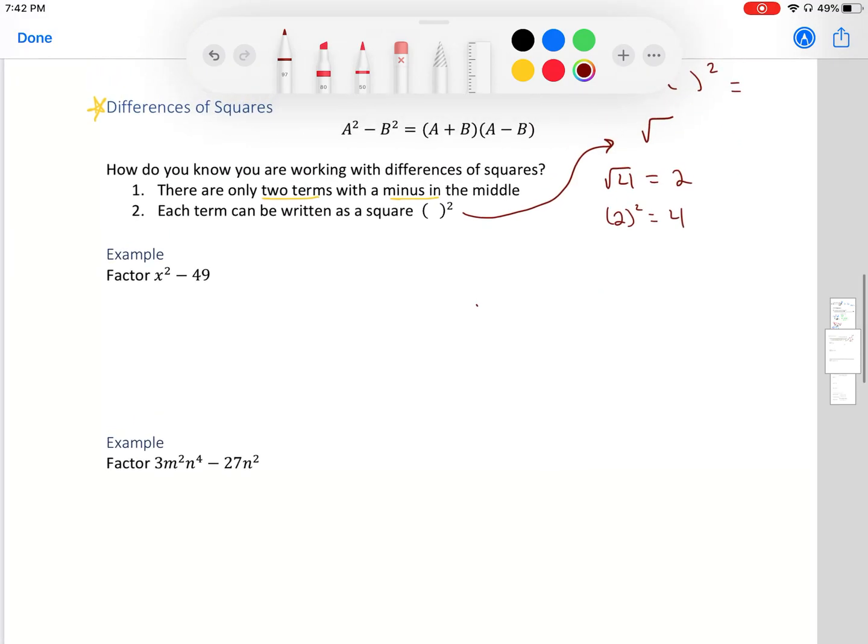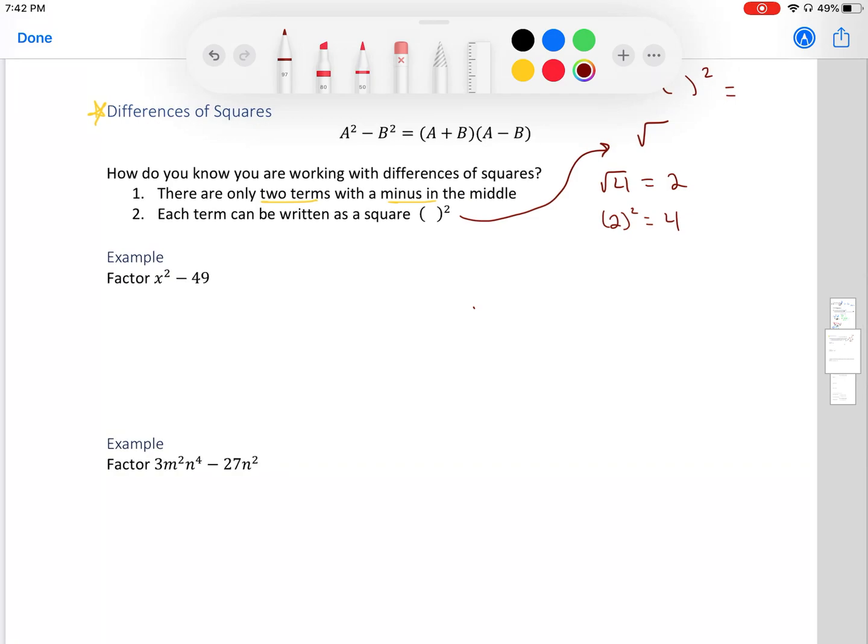So let's take a look at the example. x squared minus 49. I suspect differences of squares because of a minus, and because we have two terms. Now I want to think, can I take my first number and square it and my last number and square it to get it back? Well, x times x works, and 7 times 7 works. So according to my rule, I take those same numbers and write them with a plus and a minus, so that I have x plus 7 and x minus 7.